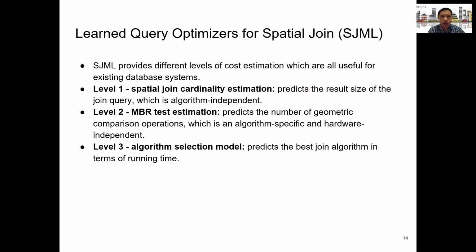SJML provides different levels of cost estimation which are useful for existing database systems. In level 1, spatial join cardinality estimation, it predicts the result size of join queries, which is an algorithm-independent metric. In level 2, minimum test estimation, it predicts the number of geometric comparison operations, which is an algorithm-specific and hardware-independent metric. Finally, in level 3, algorithm selection models, it predicts the best join algorithm in terms of running time.